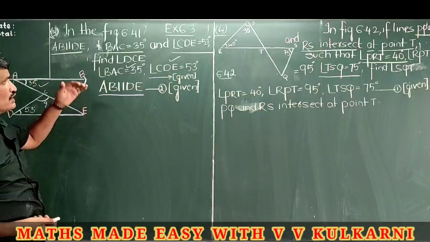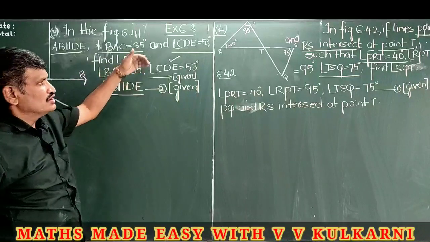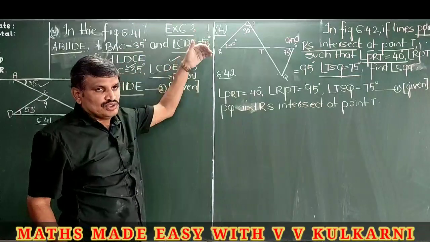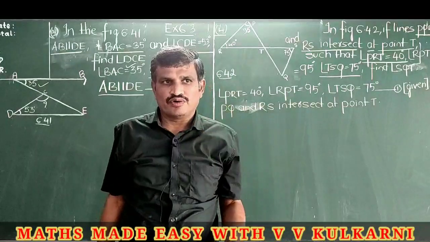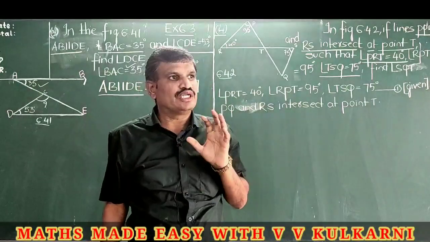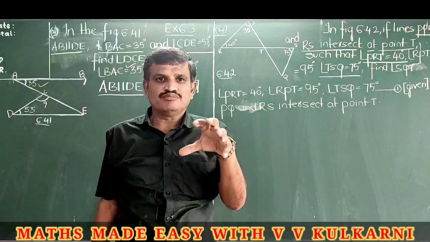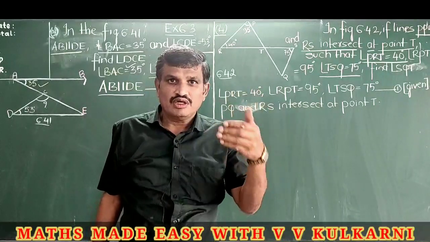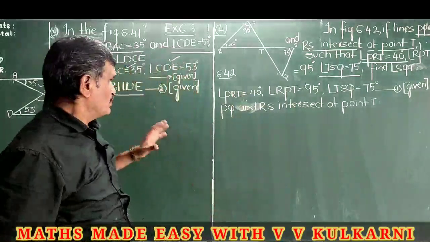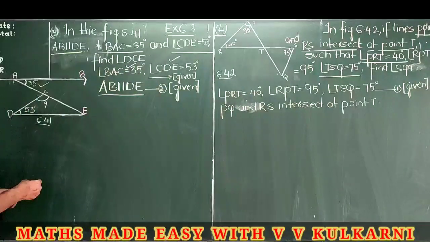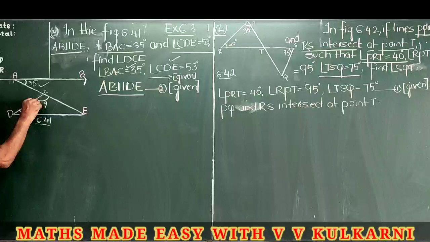I need to find out angle DCE. So this is what is given to us and this is what we are supposed to find out. You should know what is given, what has to be found out, and how to find it out. These are the three simple techniques: what is given, how to find out, and what to find out.